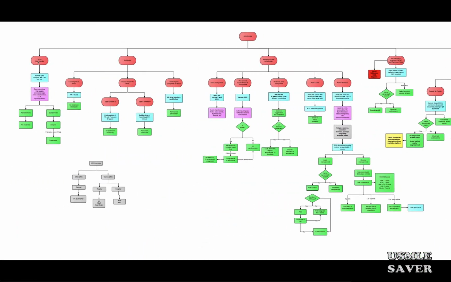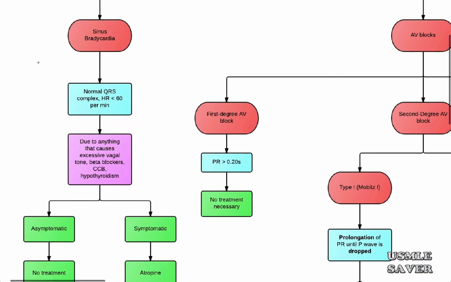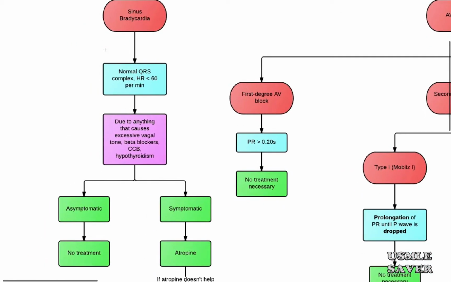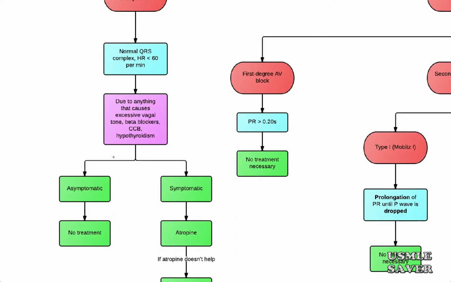Alright, so let's start with sinus bradycardia. In sinus bradycardia, patient has normal sinus rhythm and heart rate is less than 60 beats per minute. Sinus bradycardia is caused by basically anything that can cause excessive vagal tone or medications that decrease the heart rate, like beta blockers, calcium channel blockers, or any other medication you can think about.